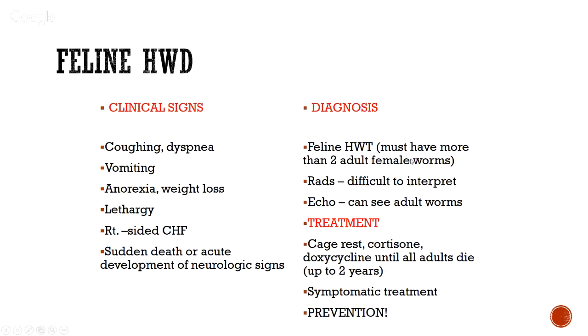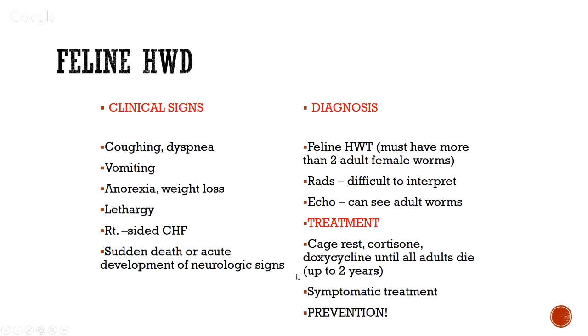Feline heartworm test needs to have, they say, two adult female worms, but sometimes it's hard to even get it with that. Usually at least three adult female worms. Cats with three adult female worms have significant heartworm disease. So it's very, very rare to get a positive heartworm antigen test. Now we can get an antibody test, but we do need to send that blood out to get that test. X-rays can be difficult to interpret. On the echocardiogram ultrasound, I've actually seen adult worms on cats. So it is possible to see these worms in cats, not always, but you can.